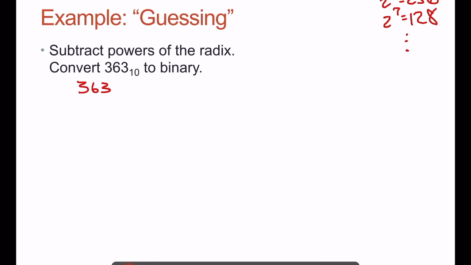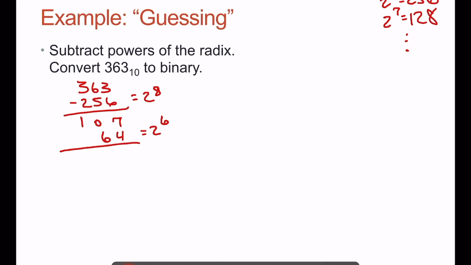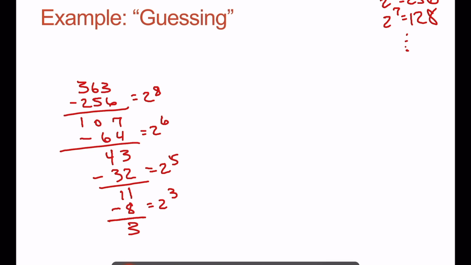363 is less than 512 and more than 256. So I'm going to subtract off the 256, which is equal to 2 to the 8th. I make a note. Do the subtraction. I get 107. 107 is less than 2 to the 7th, and it's bigger than 2 to the 6th, which is 64. Do the subtraction, and I get 43. 43 is bigger than 32 and less than 64, so I subtract off 32, which is equal to 2 to the 5th, and I get 11. 11 is less than 16, and it's bigger than 8, and I get 3.